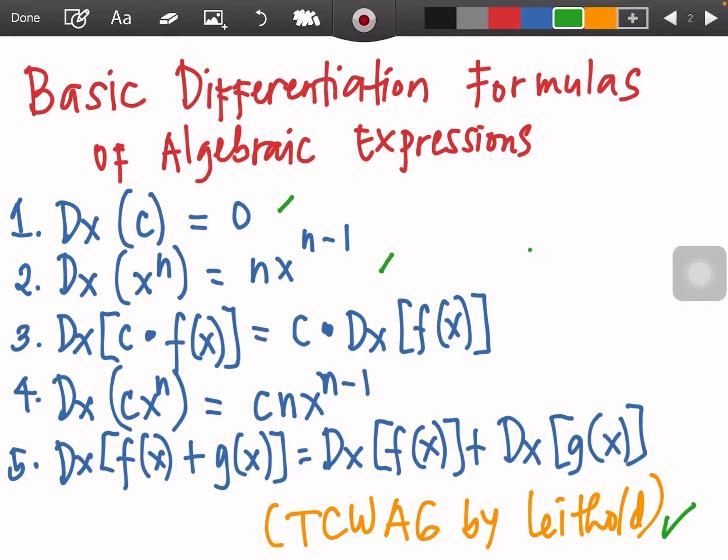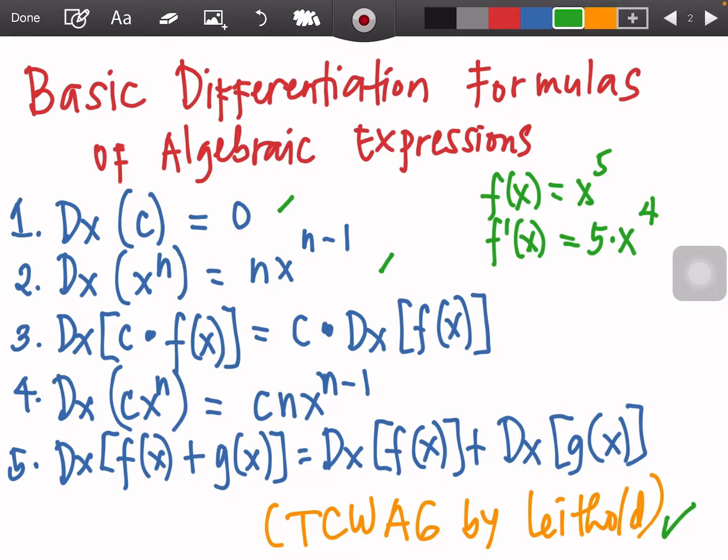The second formula states that the derivative of the power of n with the base x, or x to the n, is equal to n, your exponent, times x to the n minus 1. So suppose you are given the function x to the fifth. The derivative of that is 5, which is the exponent, times x to the 5 minus 1, which is 4.